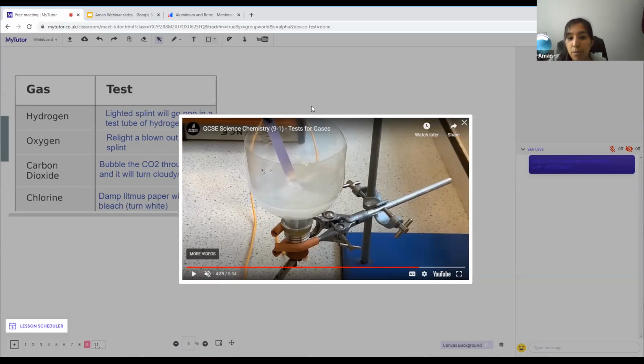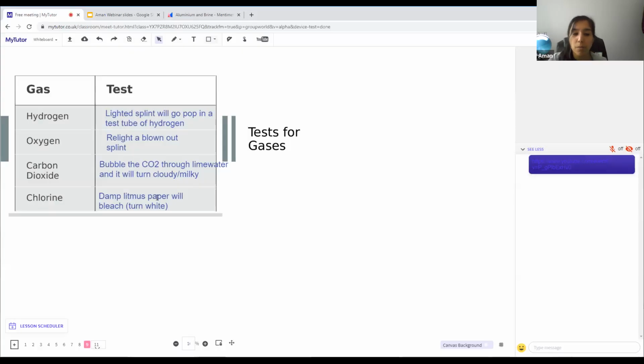It doesn't have to be a blue litmus paper. I think in the usual exam questions, you just need to say damp litmus paper. You can say blue or red. Usually it is blue that we use, or purple, so blue litmus paper that is damp.